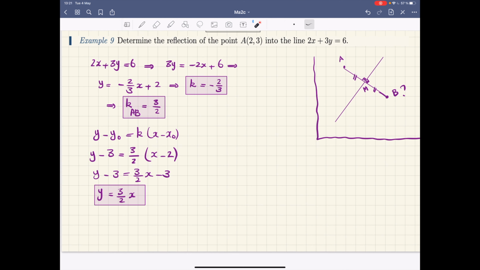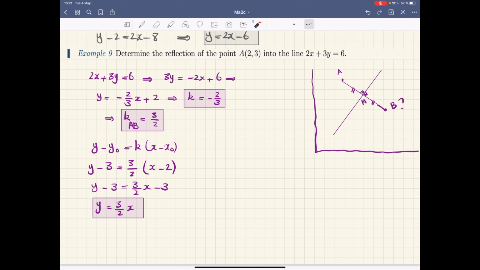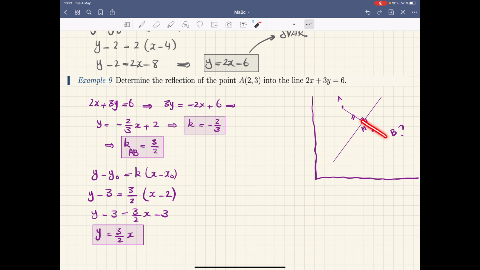Okay, so this is y equals 3 over 2x. Now I want to see what is your strategy from now on. So let me write something. If I ask you, do you know this equation? I would say yes. Do you know this equation? I would say yes. But what do you do from now on?